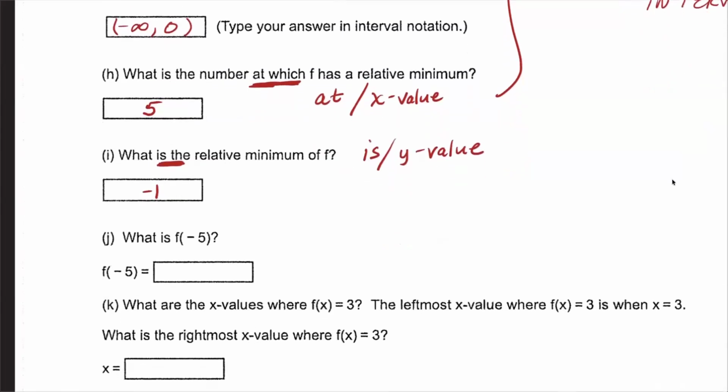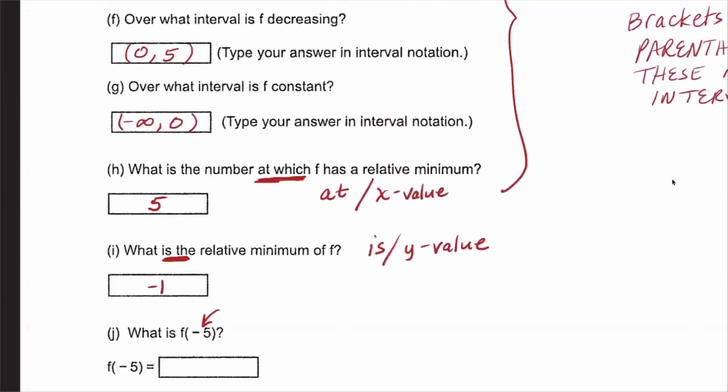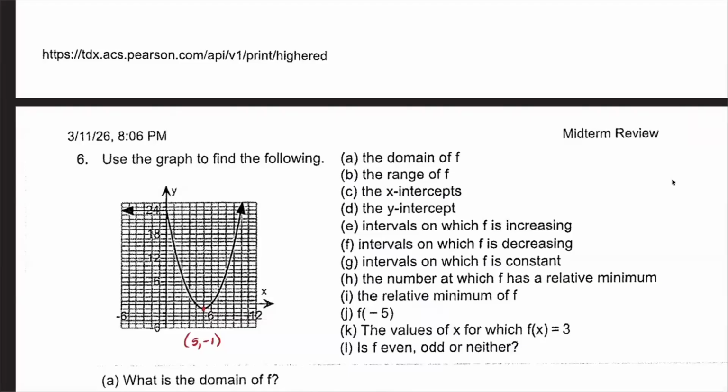Then it says, what is f of -5? This means what is the y value when the x value is -5? So if you're looking on your graph, go from your origin to -5 in the x direction, and then go up or down to meet the graph, wherever the graph is, and then figure out what the y value is. So all this is saying is when x is -5, what is y? So I'm going to go to the graph.